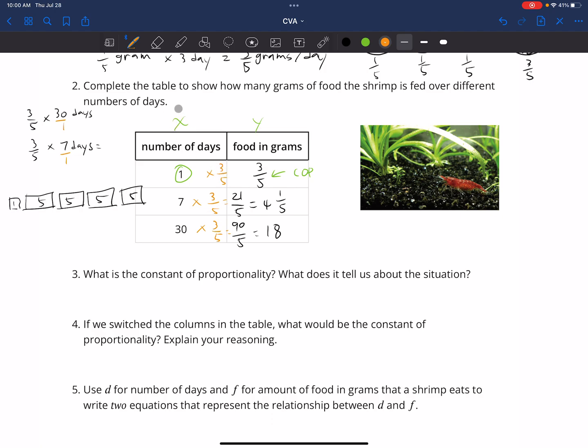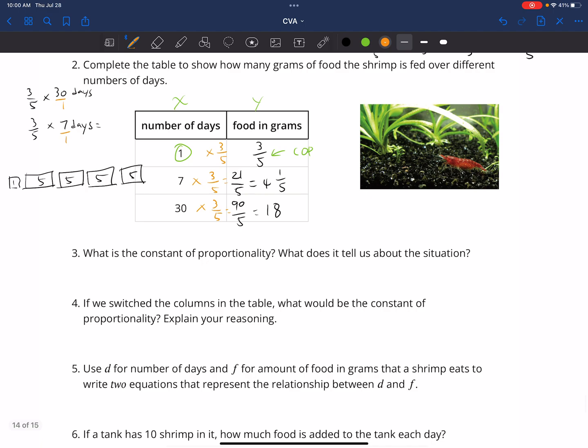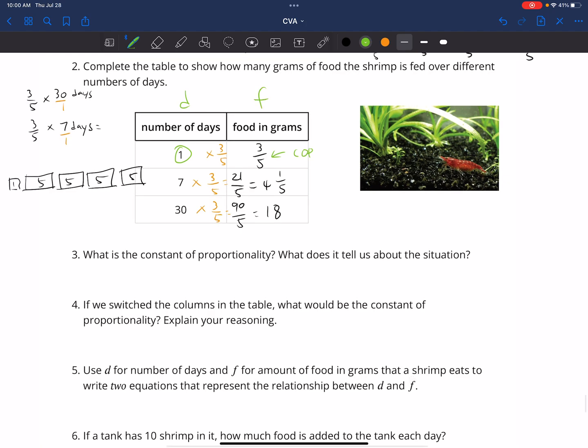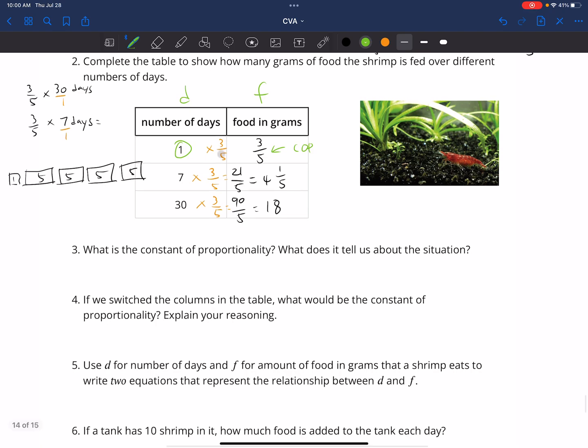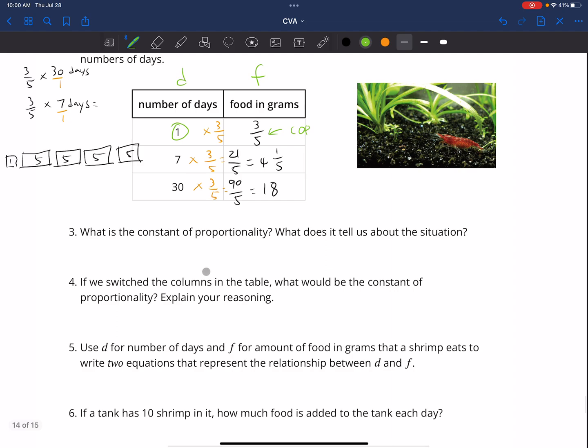In fact, we can put this into an equation if we want. I think they use d for days and f for food. So we just multiply d times 3 over 5. So d times 3 over 5 is equal to f. Look, d = 1 times 3 over 5 is equal to 3 over 5, which is f.